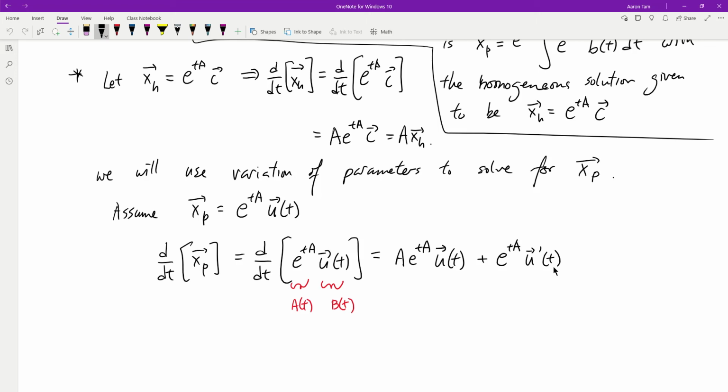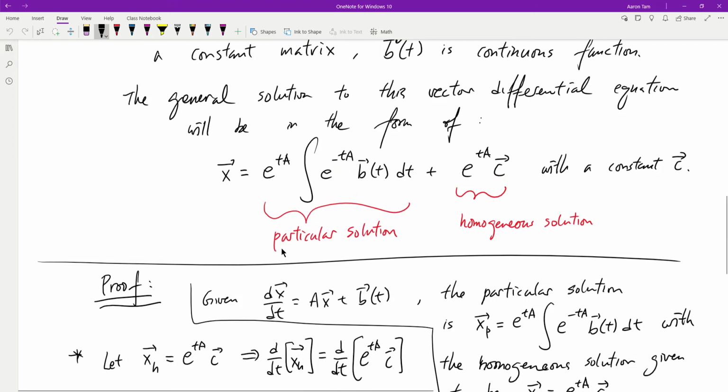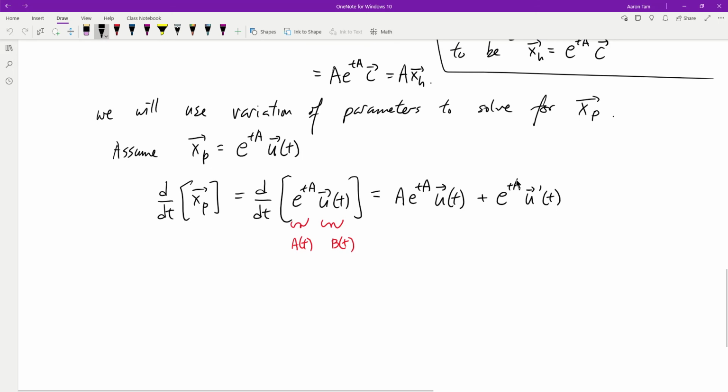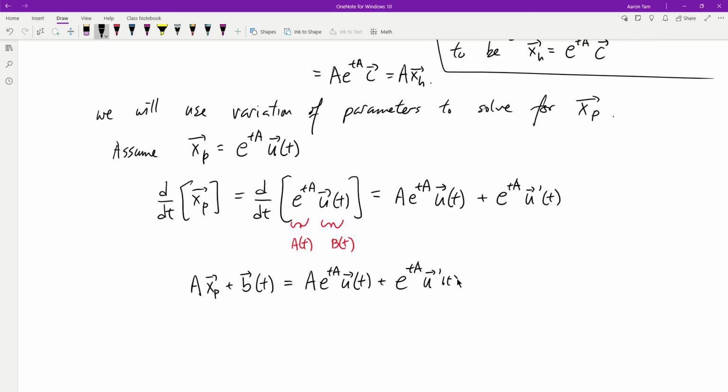Now remember, this expression, based on our vector differential equation, should just equal this thing with x sub p plugged into x. So according to our differential equation, A times vector x sub p plus vector b of t should equal A e to the tA vector u of t plus e to the tA vector u prime of t.